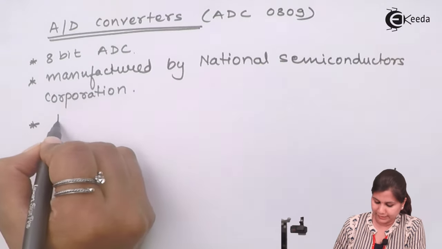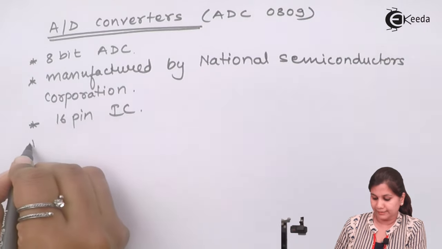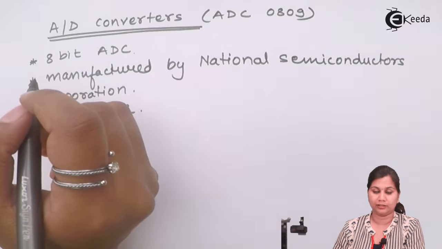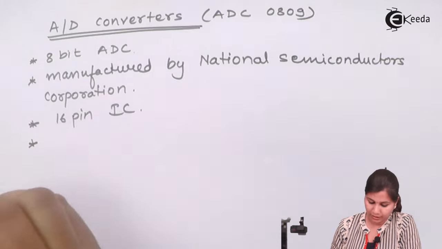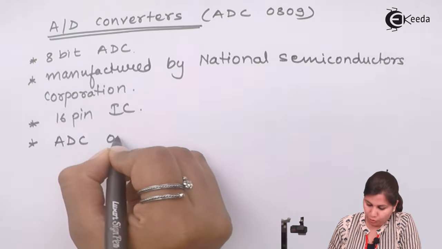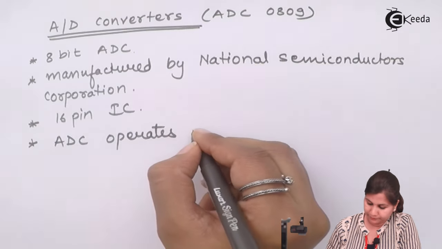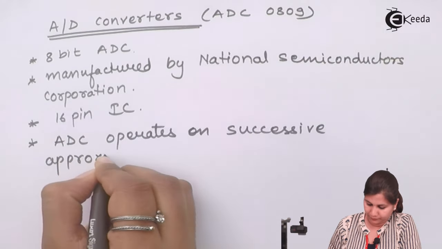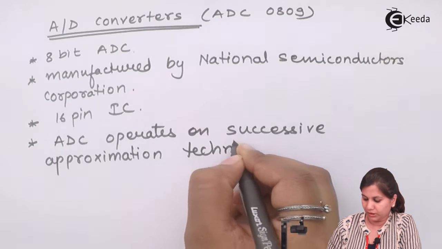It is also a 16-pin IC, and this is going to convert the analog signal into the digital signal. So the conversion of analog to digital signal is accomplished by this ADC. It operates on the successive approximation technique of A to D conversion.